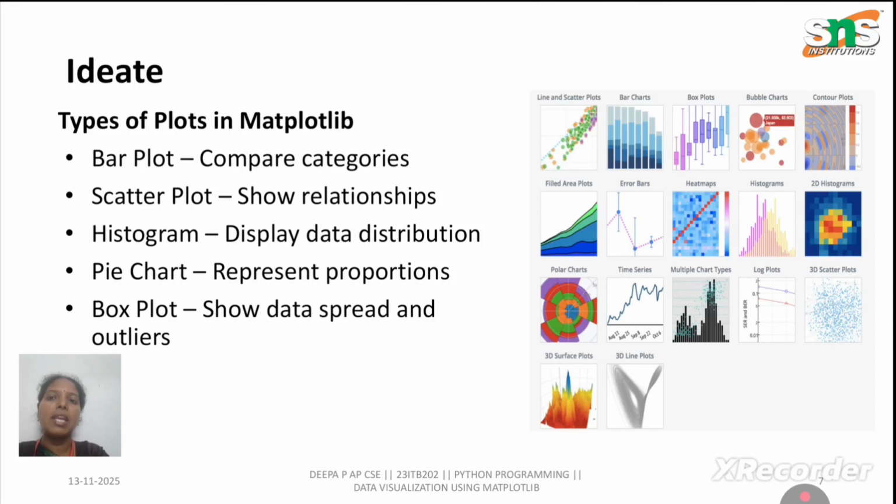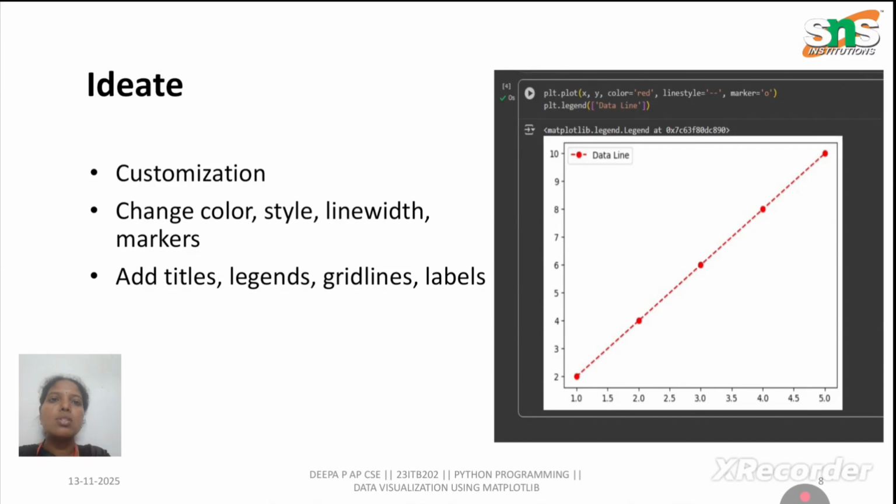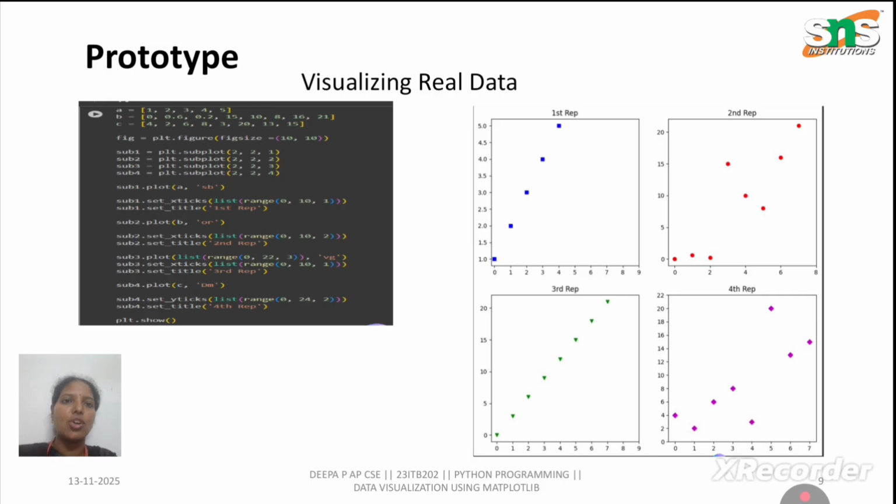Line, bar, pie, scatter, and histogram plots are used for the representation of proportions. 3D plots and customized styles and themes can be used to ideate multiple possible visuals before choosing the most effective ones. So in the ideate part, we can choose, in this slide, the line chart.